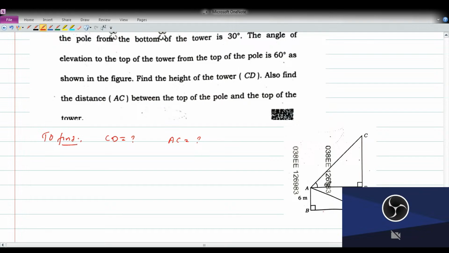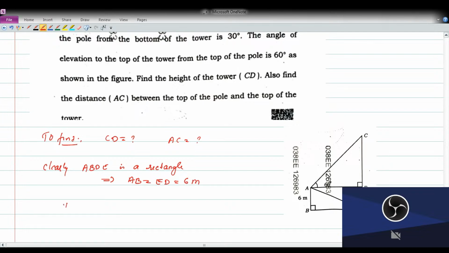So first, 6 meter is given here. As this is a rectangle, let me write that first. Clearly, ABDE is a rectangle. So this implies AB is equal to ED is equal to 6 meter.